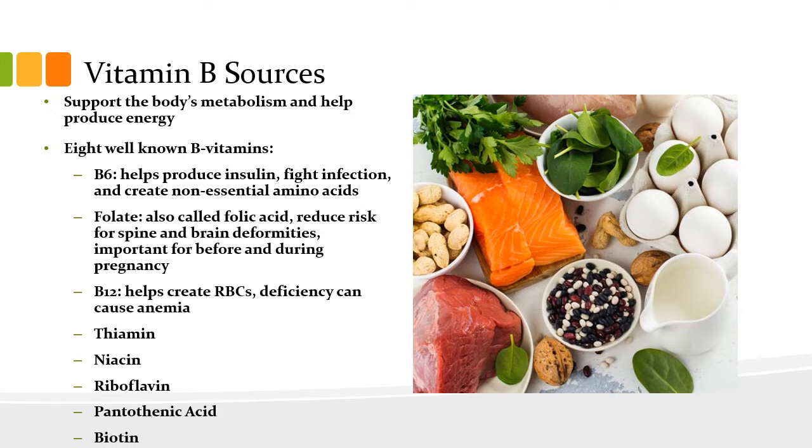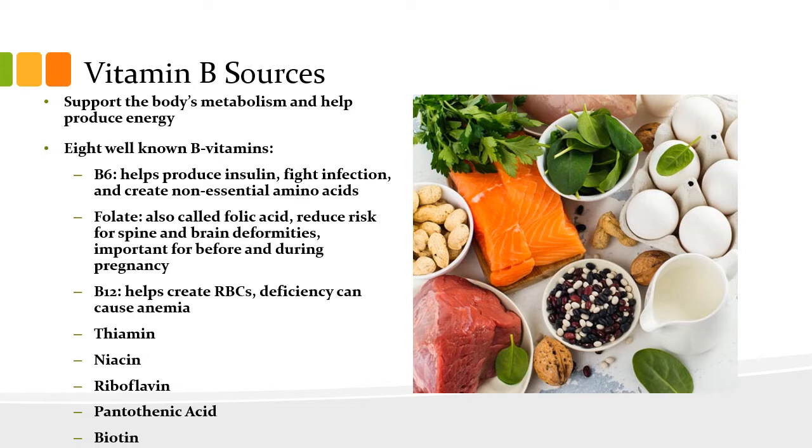This is not as much a problem in developed countries anymore, but it's still important for women to take those prenatal vitamins. B12 helps create RBCs, red blood cells. A deficiency can cause anemia. Then there's thiamine, niacin, riboflavin, pantothenic acid, and biotin. Vitamin B supplements are often given to alcoholics. It's called an oral rally pack. It's also thought to improve cognition and can be used in dementia patients.